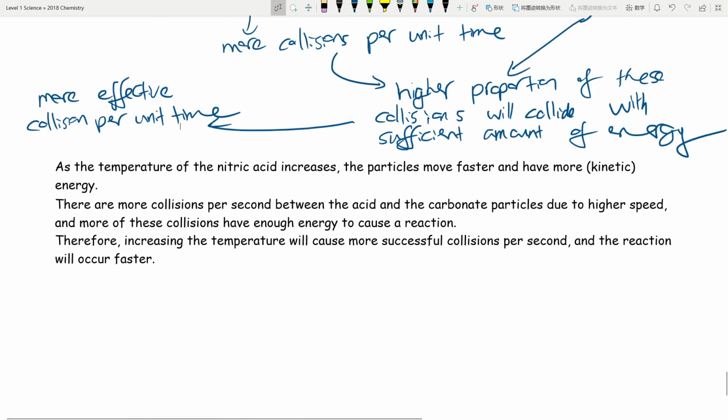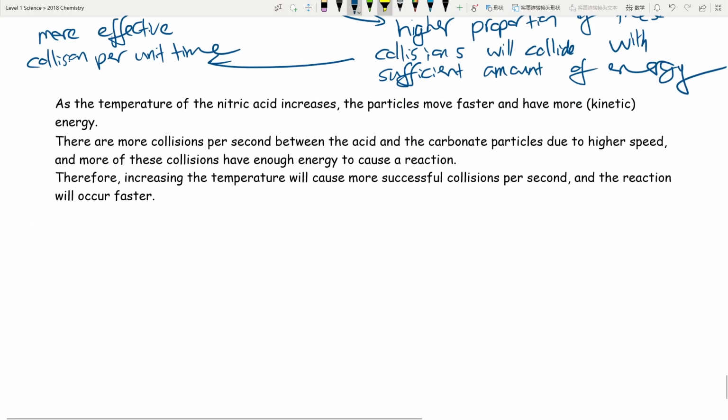Okay, so let's just have a look. Here it is. As the temperature increases, particles move faster, more kinetic energy, more collisions per unit second. Due to higher speed, more of these collisions will have enough energy. You know, it's essentially what I wrote.